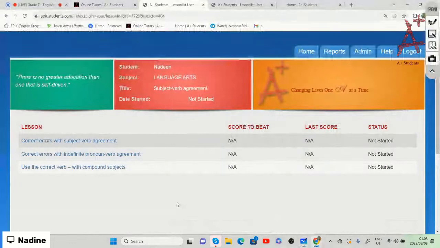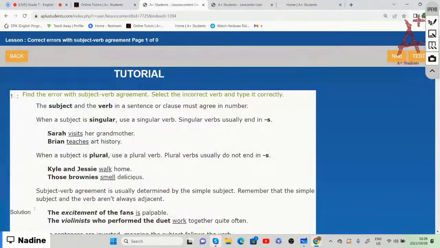where we are going to find out more about subject-verb agreements as well as specific examples. And then we are also going to do our follow-up tests. So we're going into the first lesson that is correct errors with subject-verb agreement.